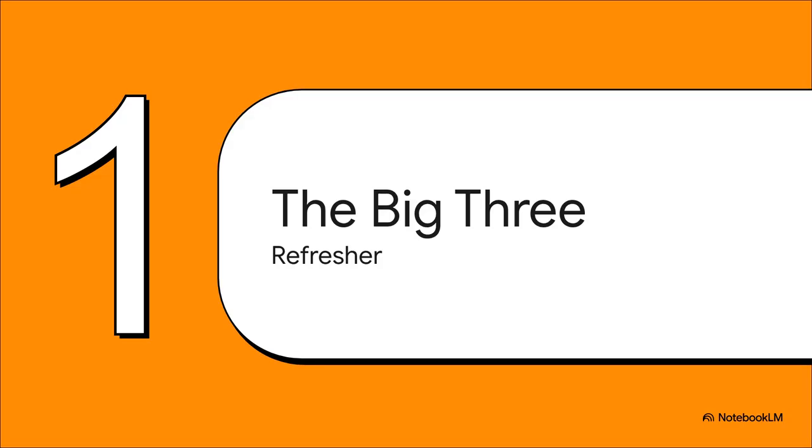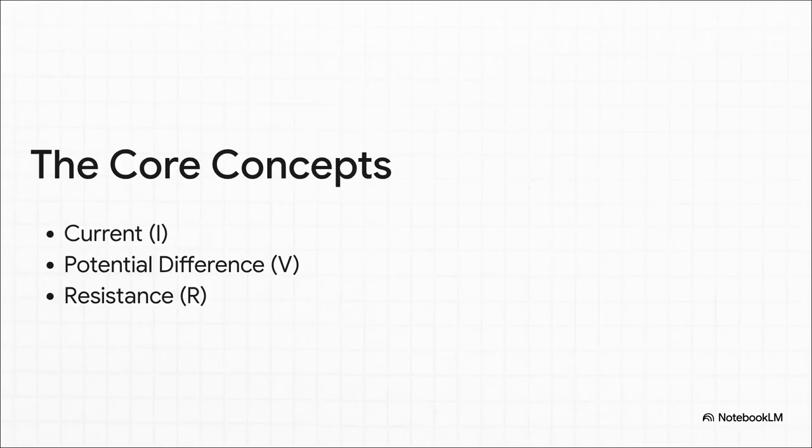First things first, let's do a really quick recap of the absolute basics. These are the big three, the foundation for literally everything else we're going to talk about. If you get a solid grip on these, you're building on a fantastic foundation. All right, here they are, our big three. We've got current, potential difference, and resistance. And you'll see their symbols, I, V, and R, all over the place. So let's quickly break down what each one of these actually is.